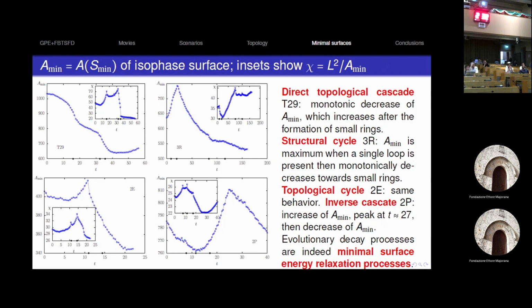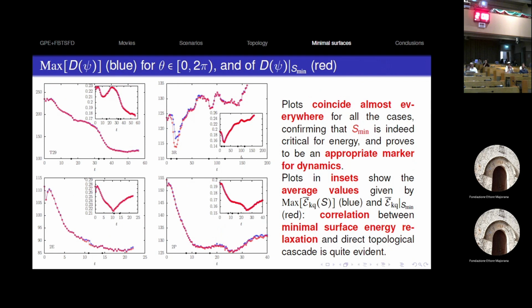For the 3 rings, there's a maximum in this minimum area when you have a very long loop, and then also there you have a maximum for a certain particular configuration. Whereas here, which is an inverse topological configuration, I would say cascade, you have something that changes in time. But in any case, there's definitely a link between the minimum surface and that functional, which measures the energy, because what I reported here is in blue.